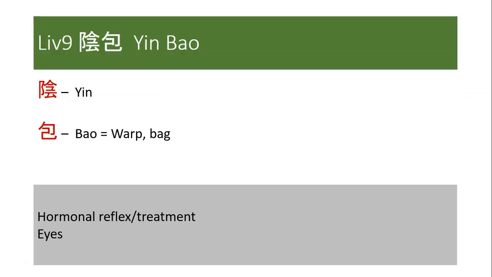Liver 9, which is at the same level. Okay, so liver 9 and inner yin are at the same level. Liver 9 is on the liver channel. Inner yin is on the kidney channel. So this also is a hormonal reflex and treatment point. And it is also a very good point for the eye. And again, I will sometimes interchange the 2 points because the distance between them is not that great. You know, they are on different channels officially, but they're often quite interchangeable.